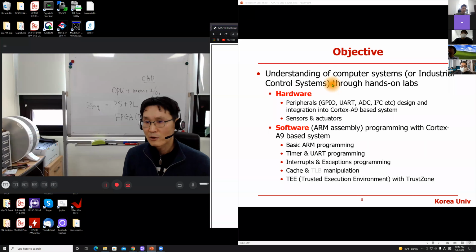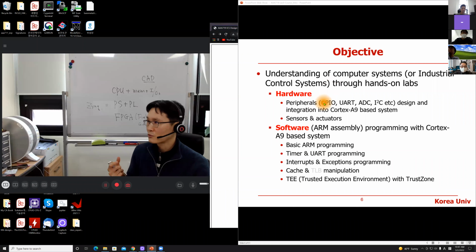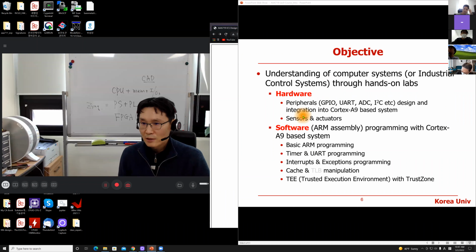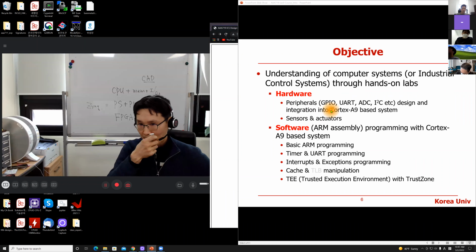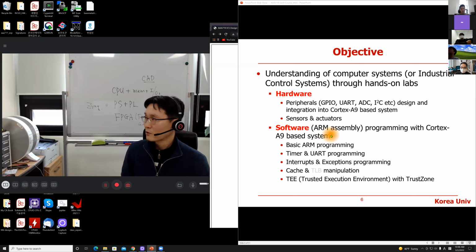For that purpose, we are going to design some simple hardware using the Vivado tool, then take input from sensors and drive some actuators. Simple actuators though, like a DC motor. And after designing this hardware, we are going to write software from scratch. No one is providing a very nice environment. There is no operating system. We are going to design everything from scratch.